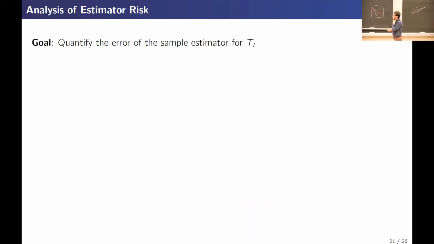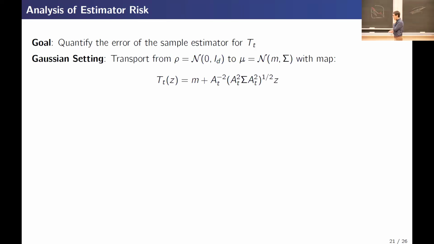The second result that we have is about the error of our sample estimator for T, without entropic bias, just with this limiting cost. And what we did here to analyze the estimation sample complexity, again in the Gaussian setting, is consider, just for simplicity here for the slide (I'll point you to the paper for something more general), the transport from, let's say, a standard Gaussian to some general Gaussian.